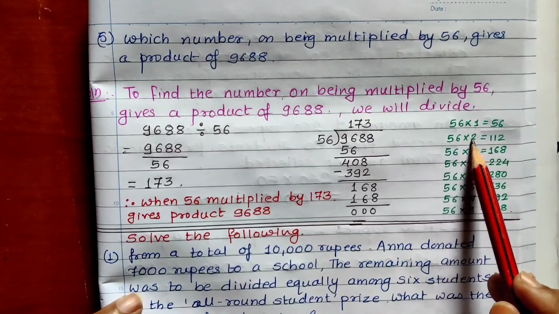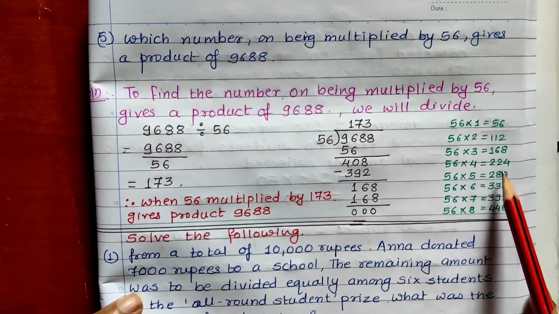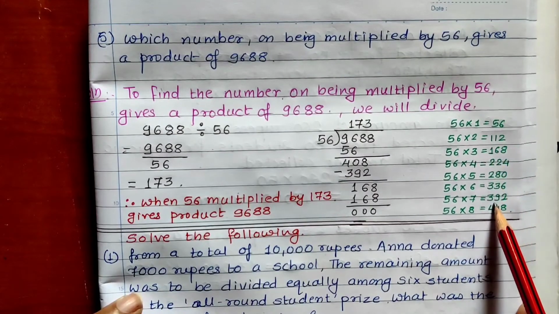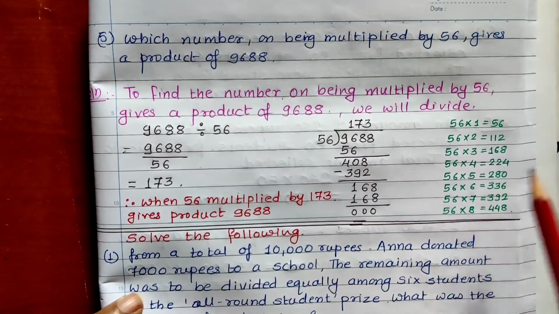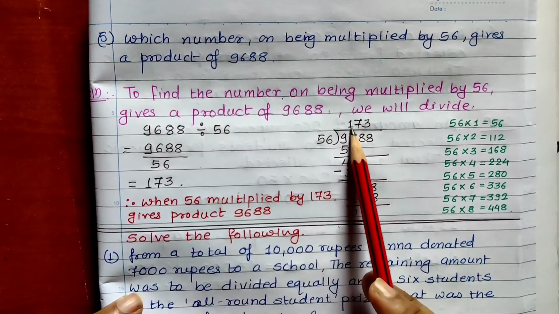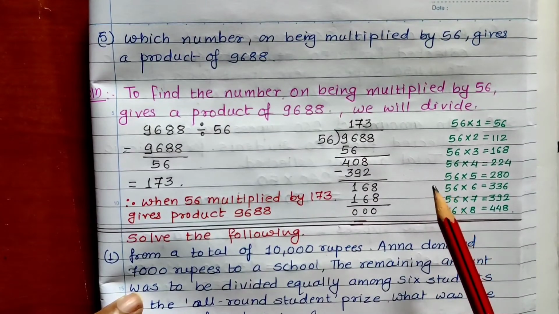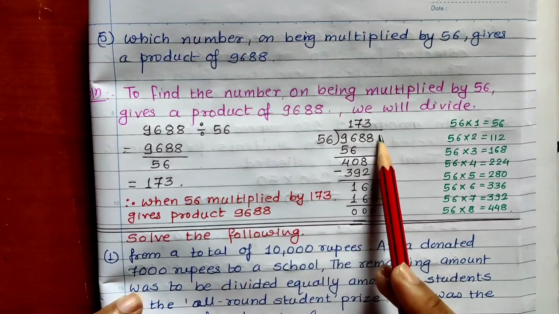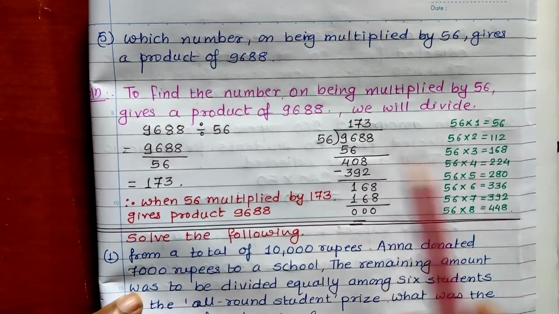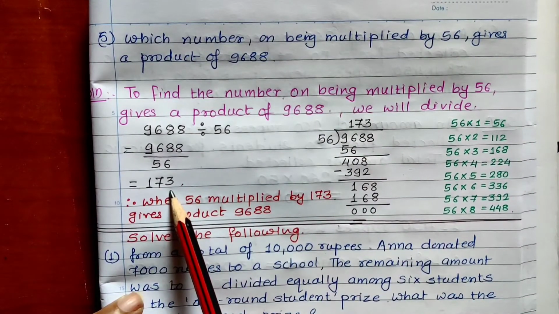56 ones are 56, 56 twos are 112, 56 threes are 168 and so on. In this way I have prepared a table, and then when I solve the sum, I got the quotient 173. Answer is always the quotient. Whatever we get in the quotient is the answer of that sum. So 9688 divided by 56, answer is 173.